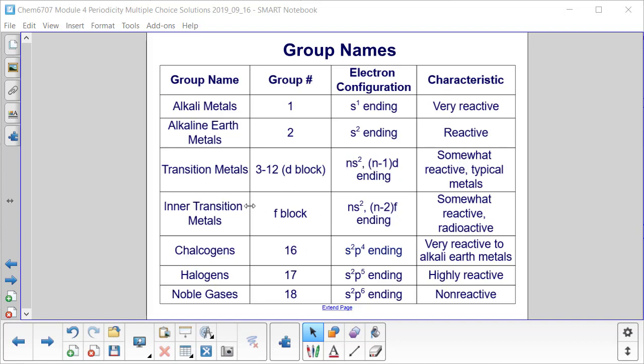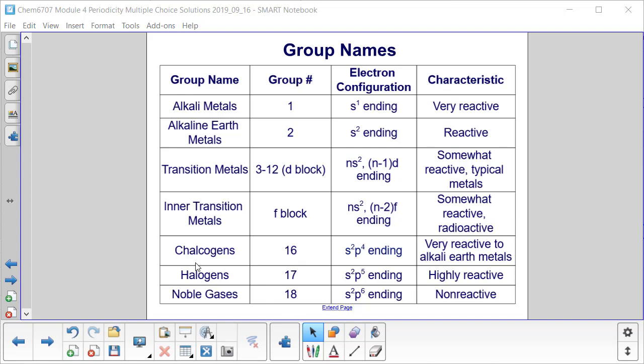The inner transition metals, the F block that we often see down below, have an ns2 and then (n-2)f ending, right? So if this is 6s2, then this would be 4f, right? Somewhat reactive. A lot of those inner transition metals in the F block are radioactive.